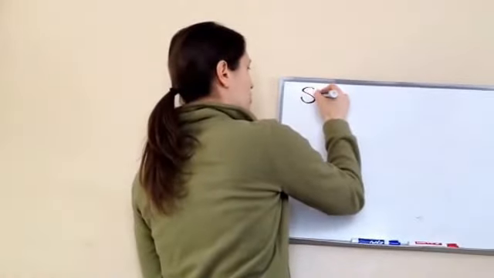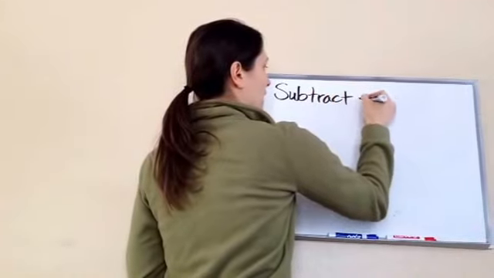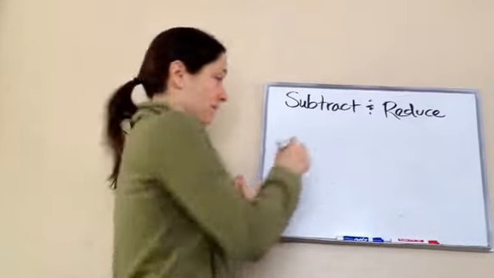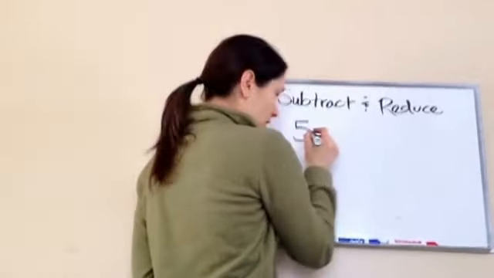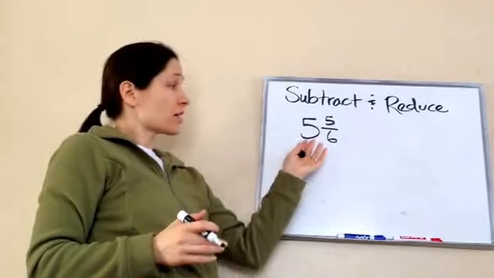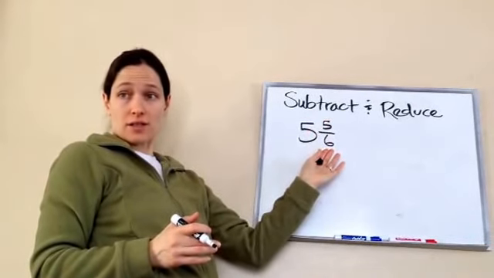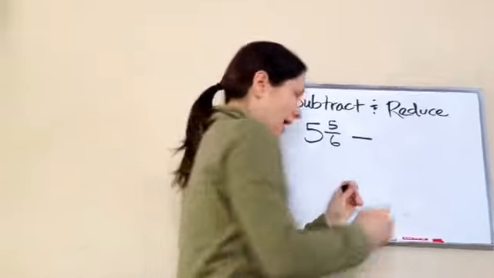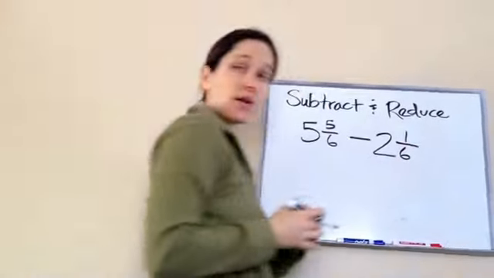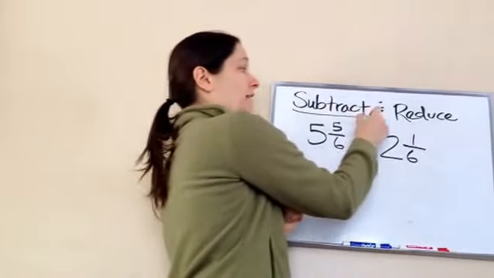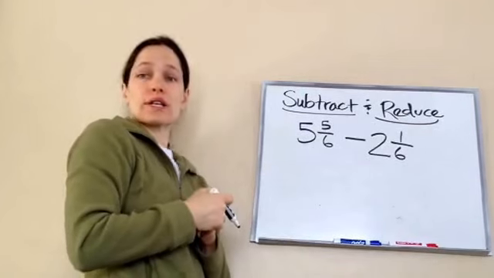Okay, last problem, so stay with me. This time, they tell me to subtract and reduce. So here's the problem they give me, Eli: 5 and 5/6. This is a mixed number. It has 5 whole pies plus 5 slices out of 6. You get what I'm saying? And they want to take away, which is subtraction, 2 whole pies and 1/6 out of it. Do you remember how we do this? You're going to subtract first, then reduce. What's my first step?